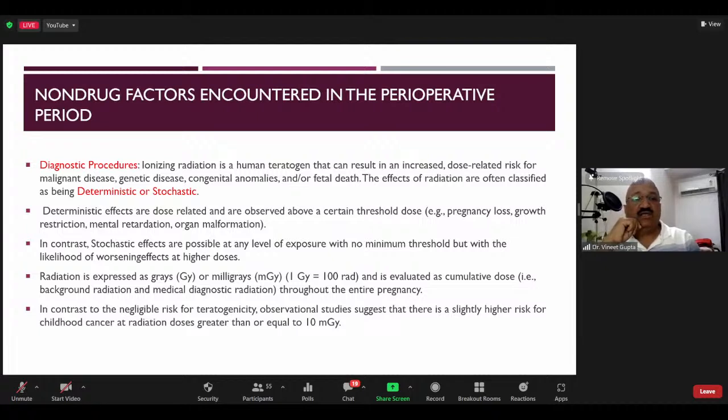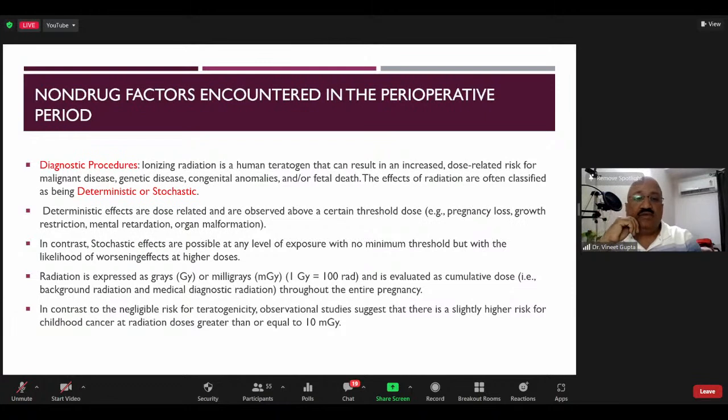In contrast, stochastic effects are possible at any level of exposure with no minimum threshold, but with the likelihood of worsening effect at higher doses. Radiation is expressed as gray or milligray. 1 gray is equal to 100 rad and is evaluated as cumulative dose, that is, background radiation and medical diagnostic radiation throughout the entire pregnancy.